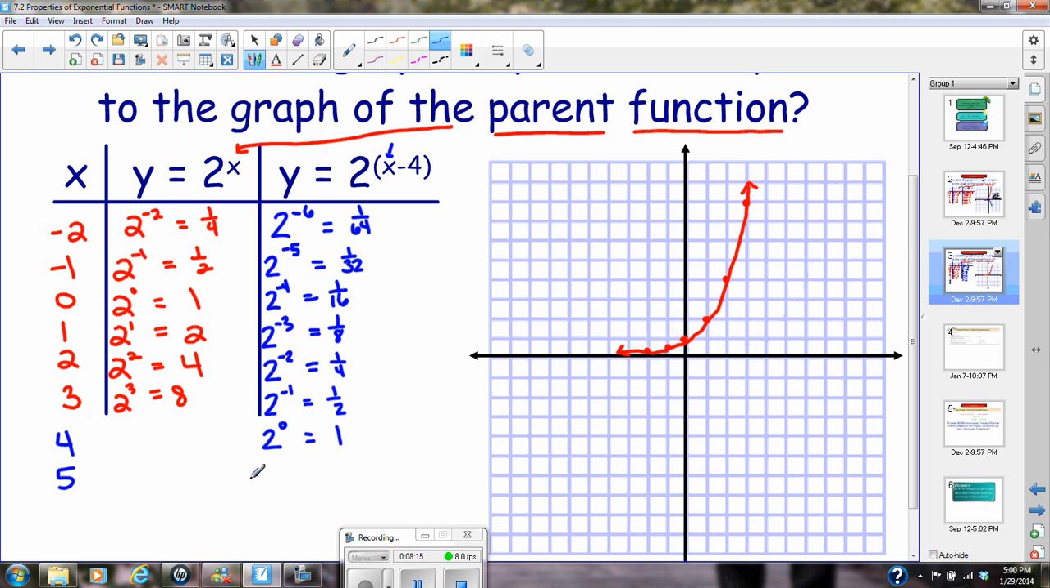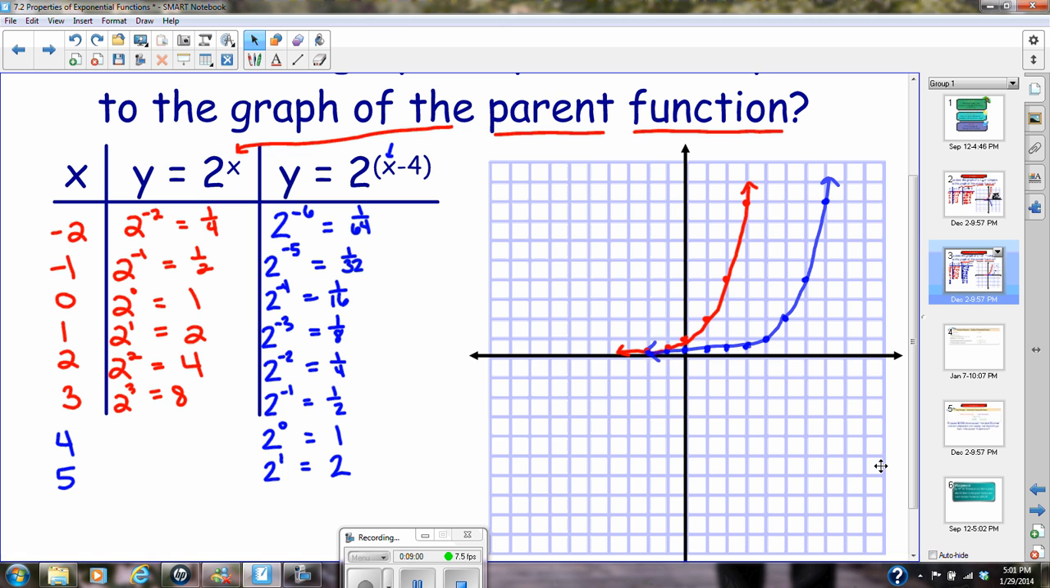Let's go to 5. That'd be 2 to the 1st. There we go. We finally got some whole numbers here. So let's go -2, 1/64. That's going to be right here somewhere. -1, 1/32. Again, right there. 0, 1/16. These are tiny numbers. 1, 1/8. 2, 1/4. 3, 1/2. 4, 1. 5, 2. We get 6, 4, and 7, 8 if you were to keep that chart going.